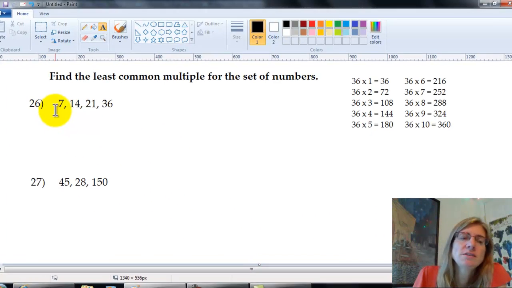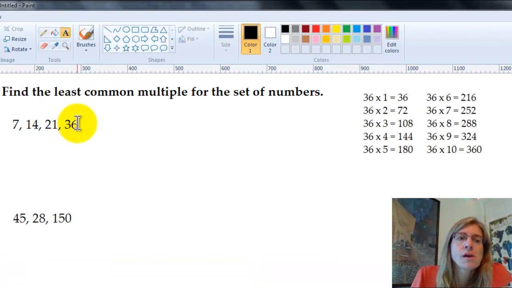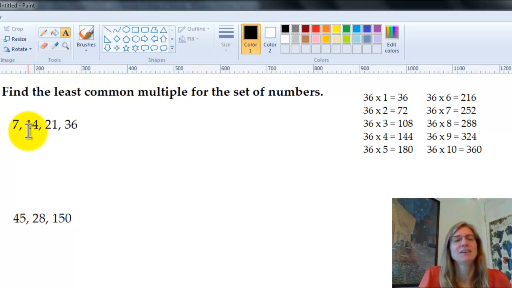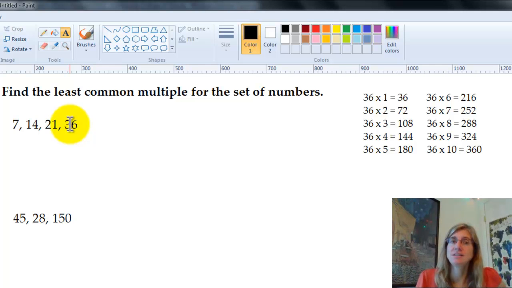Alright, so on number 26, with these 4 numbers, finding the least common multiple means if you list as many multiples of 7 as you can, and list as many of 14, 21, and 36, if you've got a list of all of them, and I did this in problem 24, then you can look at the lists and decide which is the common multiple between all 4 numbers, and then what's the lowest one.